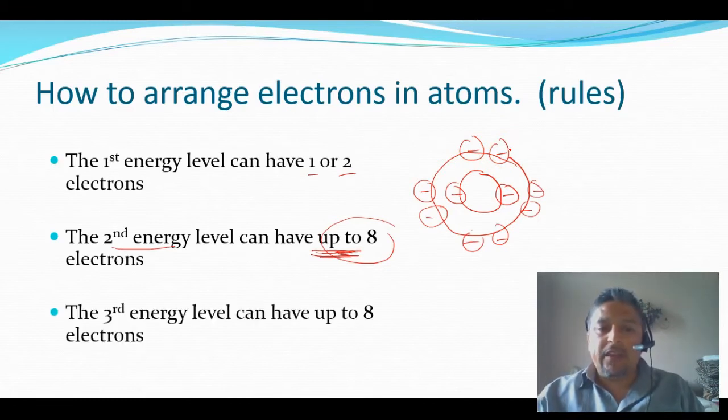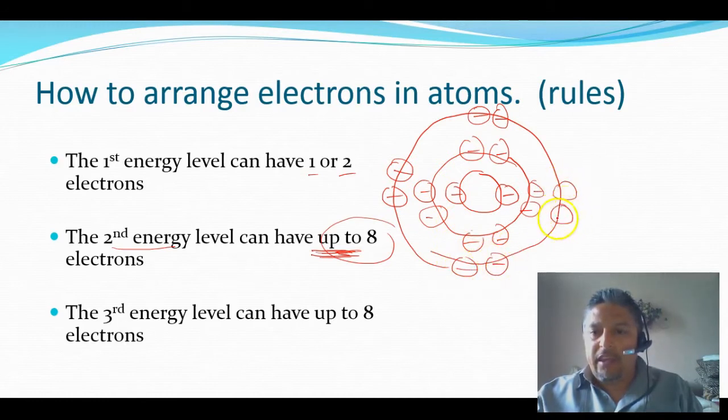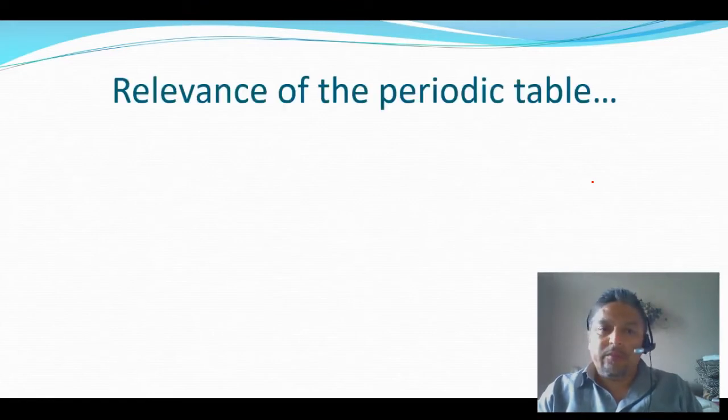If we go to the next energy level, it's pretty much the same rule as the second one. We can have another energy level, and we can have up to 8 electrons on this third energy level. And that is a good looking electron cloud. Okay, so those are the rules. Those were easy rules.